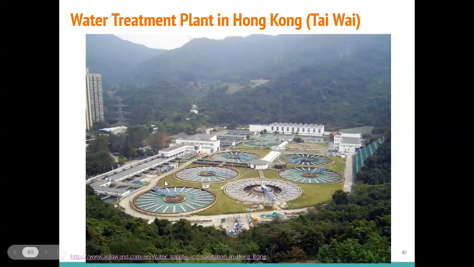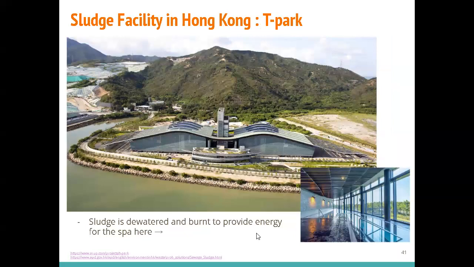This is what you see when you are taking a bus and go through Sha Tin or Tai Wai, some area in Sha Tin. And where does the sludge go in Hong Kong? We have a facility called T Park. I think it's in Tuen Mun.